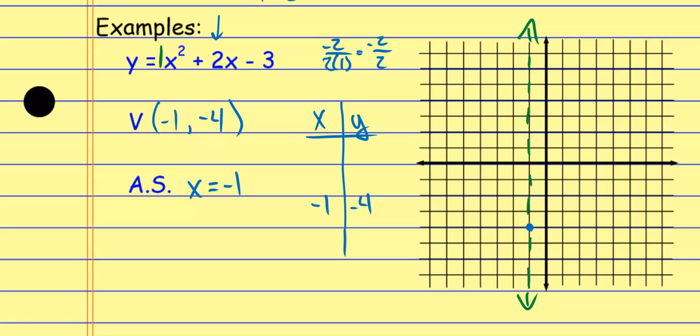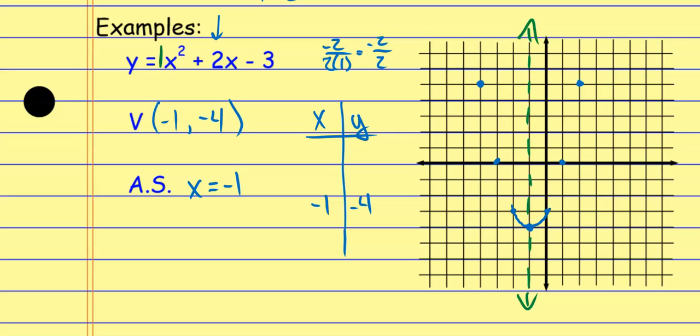And then from here, I just have to look at my pattern. My a value is 1, so that's the standard shape for this thing. The standard shape was over 1 up 1, over 2 up 4, over 3 up 9, over 4 up 16, and then I can reflect each of those points using the axis of symmetry. Okay? And so I get this idea of what this thing looks like.